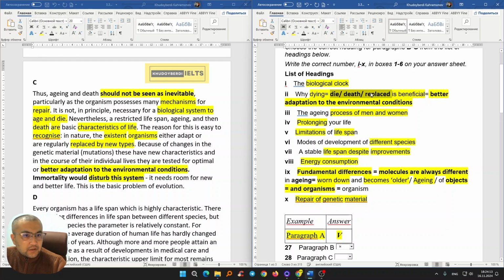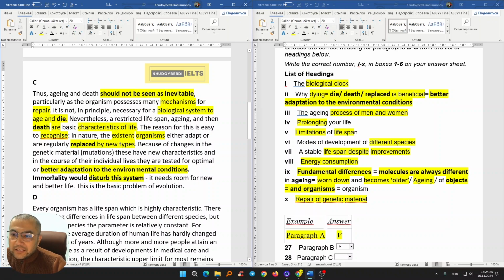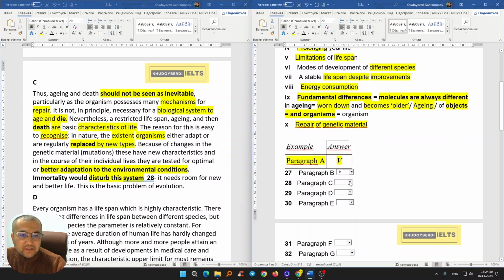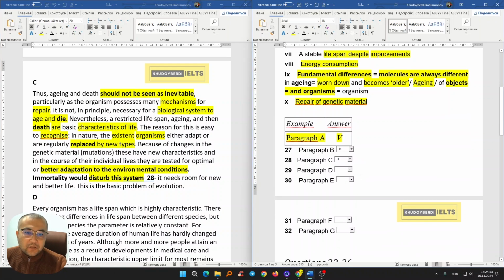Okay, it's going to be the synonym. And if you look at this statement, immortality, which means not dying, right, would disturb the system, which means would cause a problem to the system. It needs room for a new and better life, the basic problem of evolution, right? And that's why it's going to be 28. And paragraph C will be number 2. And the next one.